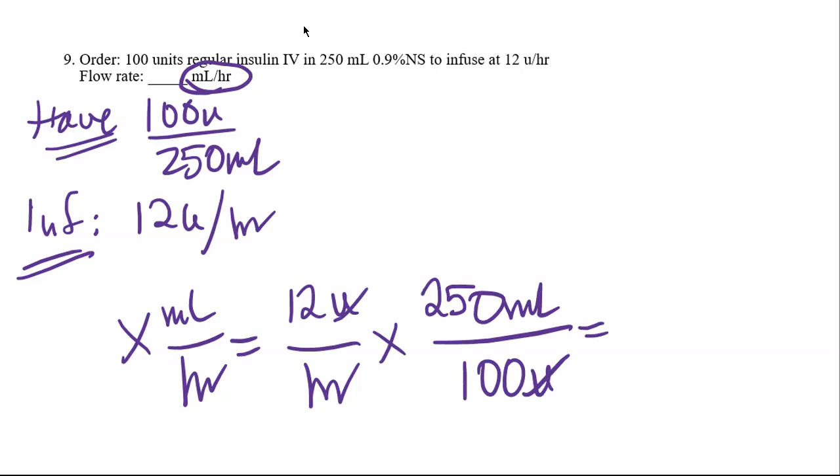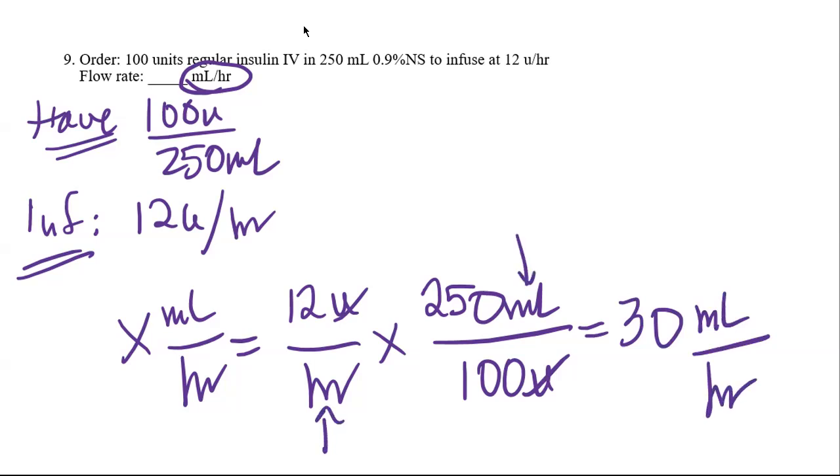Okay, so we take 12, and if you're nervous, like I said, don't do anything fancy. Just do 12 times 250 equals 3,000 divided by 100 is equal to 30. Okay, so that is 30 mLs per hour. We've done the hour up here. That's the time, and that's what we have here. So that's the correct answer, 30 milliliters per hour.